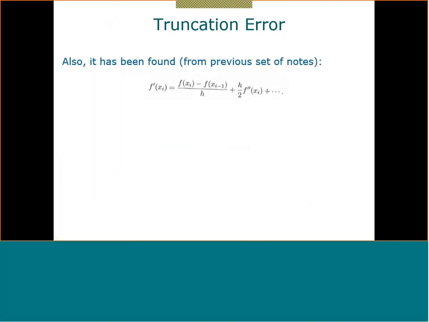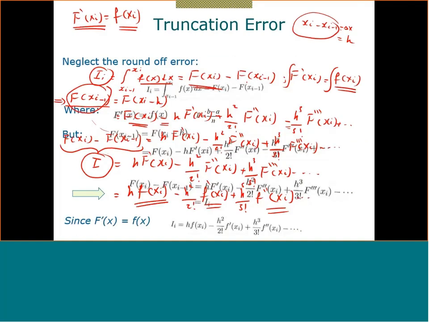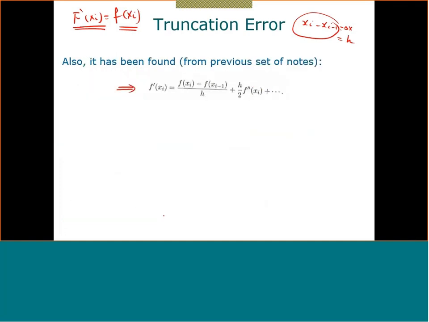Okay. Now, also from the previous set of notes, we defined from the derivative that f prime is equal to the definition of the derivative plus the error, which is in the second order of h over 2 with the second derivative. This has also been previously derived. So what I will do, I will substitute this formula with this one, and I will do some sort of manipulation.